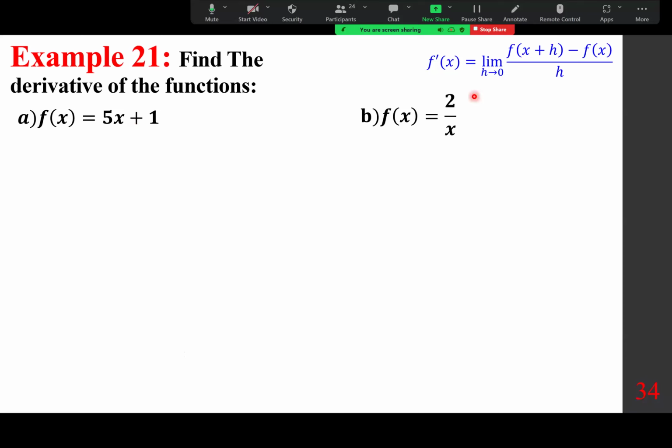So f prime of x is the limit as h approaches 0 of the fraction f of x plus h. That means 5 times x plus h plus 1 minus f of x, just 5x plus 1, over h. So one more time, we are coming up with f of x plus h, which is 5 times x plus h plus 1, and then minus, just write this. Now, this is 5x plus 5h plus 1 minus 5x minus 1.